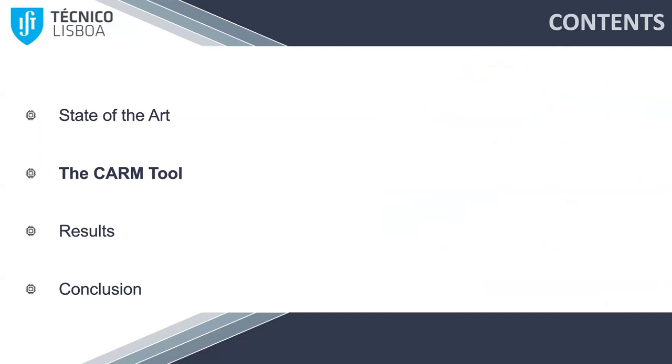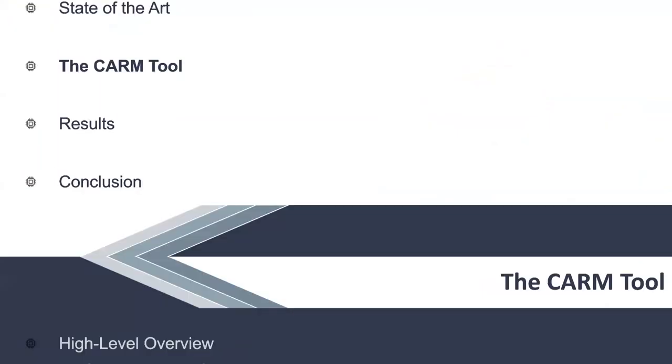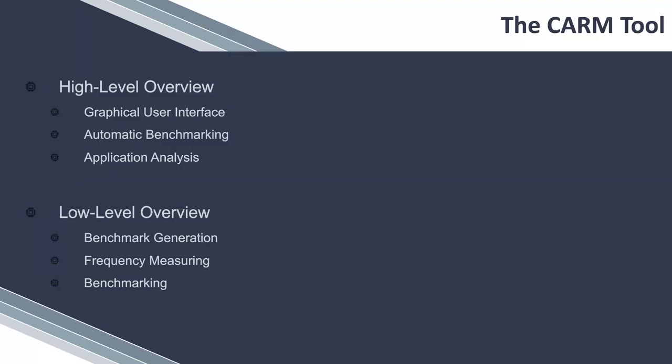And I will also switch from the slides sometimes to show different features of the tool live. So in this section, I'll give an overview of the CARM tool with a high level view of its functionalities, like the graphical user interface, the automatic benchmarking, and the application analysis. And then with more detail on some more important parts like the benchmark generation, frequency measuring, and the benchmarking itself.